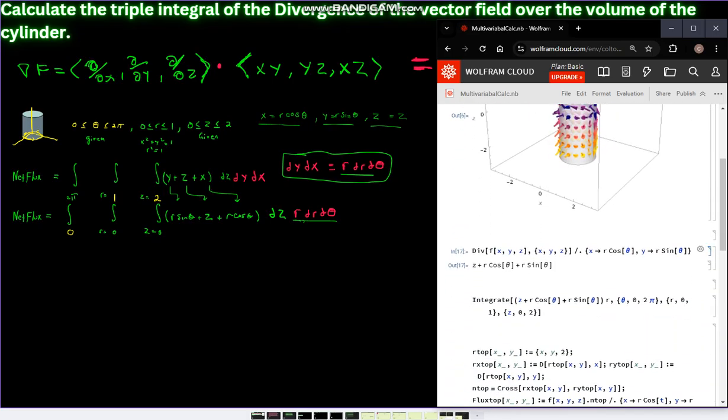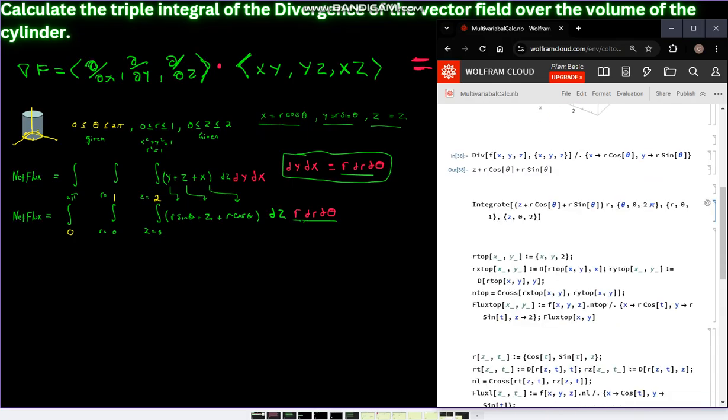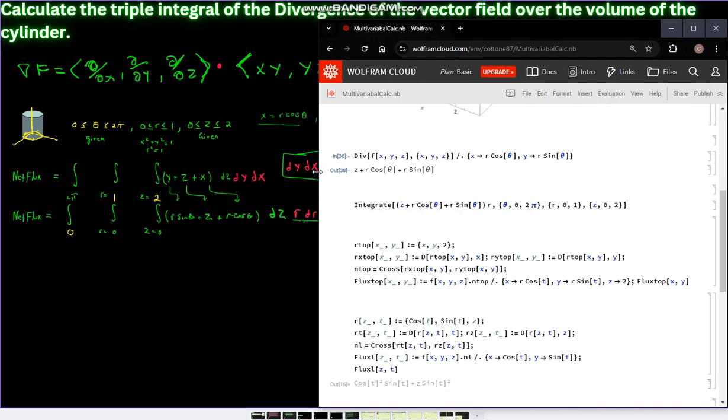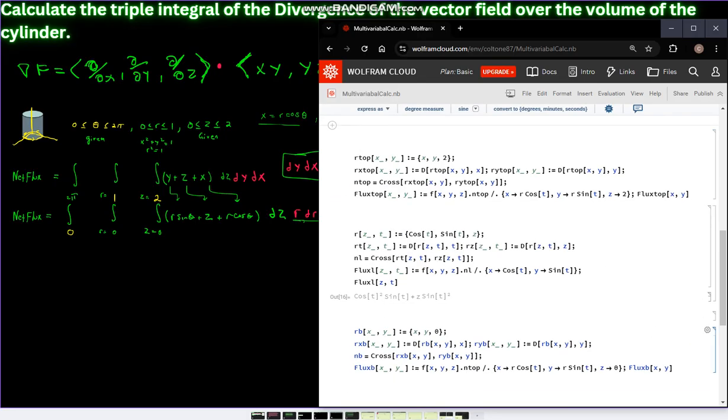Now, the divergence. Let's double check all this and go through everything. Yes, indeed. And then this is our integration. Let's go ahead and do that here. So overall, we're done. That's the flux through the entire object. It considers all three surfaces. We didn't have to do three flux integrals. That's going to be in the next video.